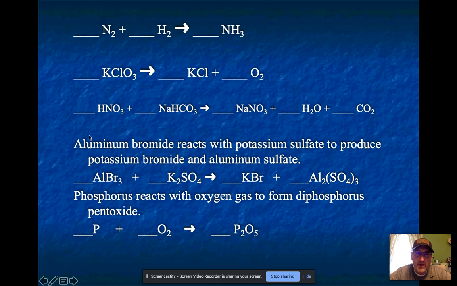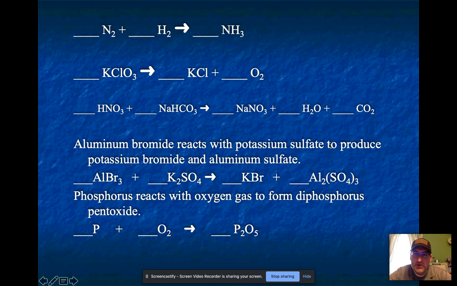So, for example, aluminum bromide, to write that in symbols: AlBr3. Remember that aluminum is a +3, bromide is a -1. You crisscross your charges, you get AlBr3. It reacts with potassium sulfate. Potassium is K+, sulfate SO4 -2. So when you crisscross your charges there, you get K2SO4.